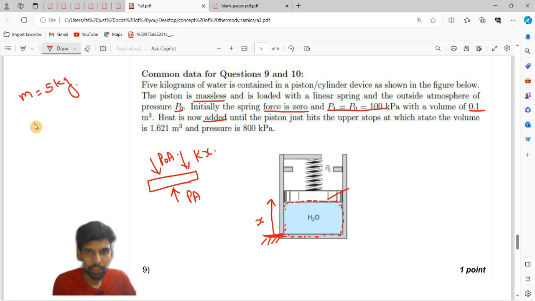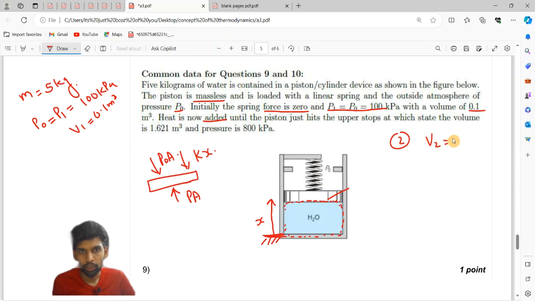So P naught they have given is equal to P1, the pressure at state 1, which is 100 kPa, and the corresponding volume at state 1 is 0.1 meter cube. Similarly, heat is now added until the piston hits the upper stop, at which the volume is 1.621. So at state 2, V2 is 1.621 meter cube. It is just hitting the stop.